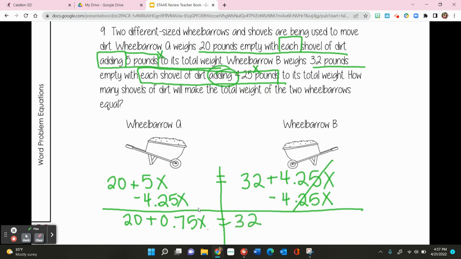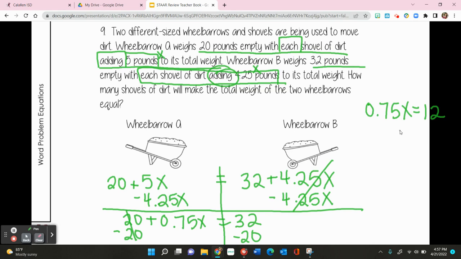Now that I have my x's on one side, I want to move my constants over to the other. Here I have a positive 20 on the left, and I want to move this over, and I'm going to do this by subtracting 20 to both sides. When I do this, this cancels out, and I'm going to finish my equation on this side. I'm left with 0.75x equals 32 minus 20, which is 12.